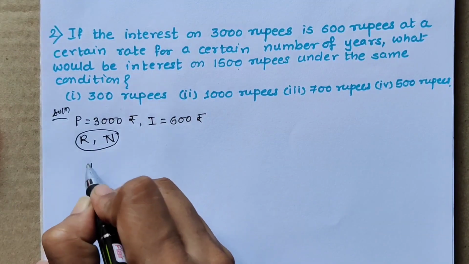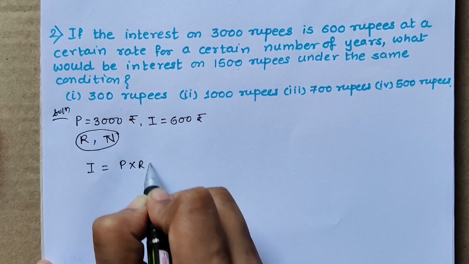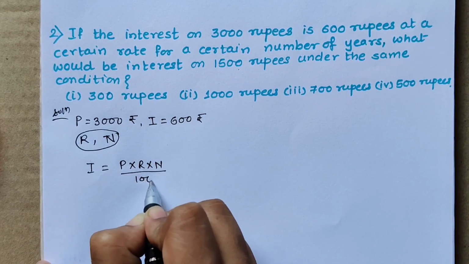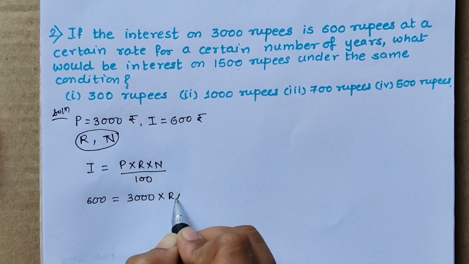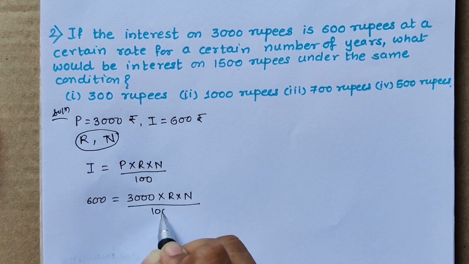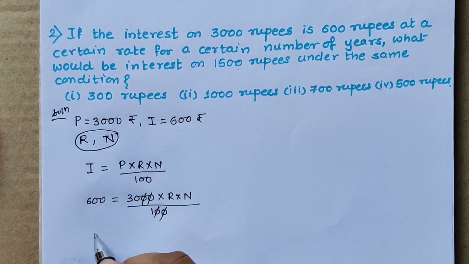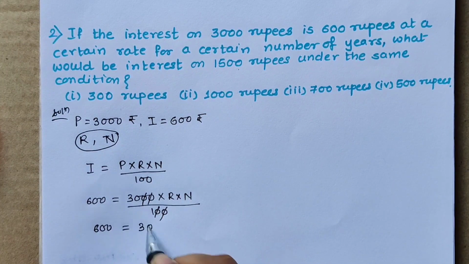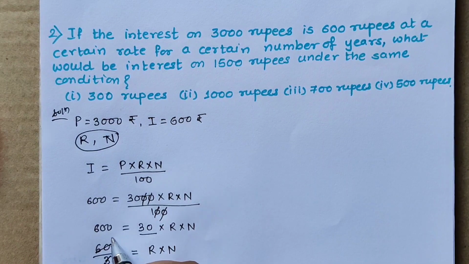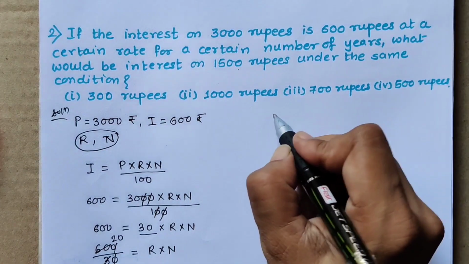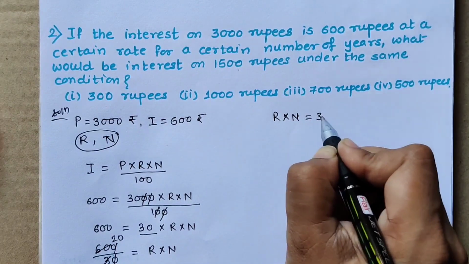So I am going to write the formula. I is equal to P into R into N upon 100. I is 600, principal is 3000, R and N we don't know, upon 100 as it is I am writing. Zeros cancelled. So we are getting 600 is equal to 30 multiplied by R multiplied by N. Now this 30 I am transferring on the left hand side. It will go down in the denominator. R multiplied by N. So we are getting 3 1s are 3, 3 2s are 6, 3 0s are 0, 20. So R into N is equal to 20.